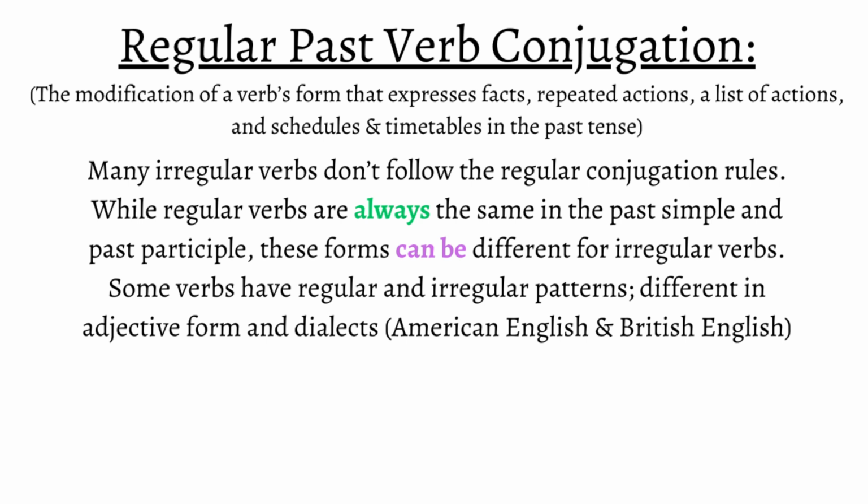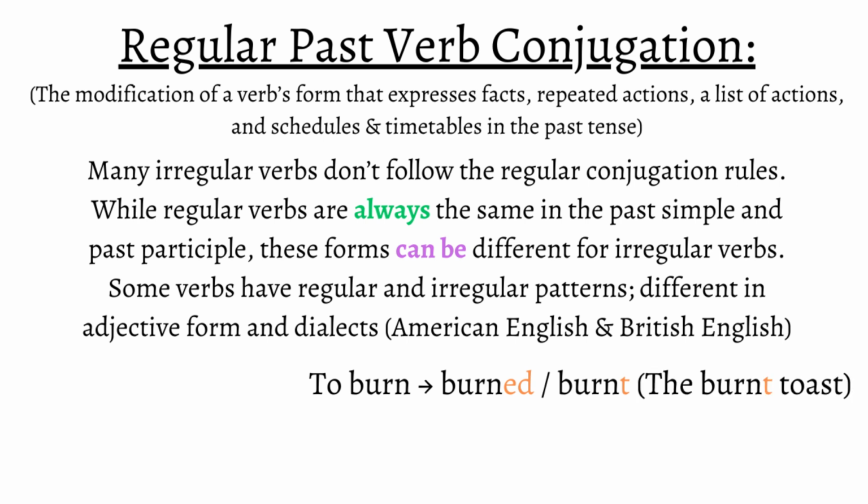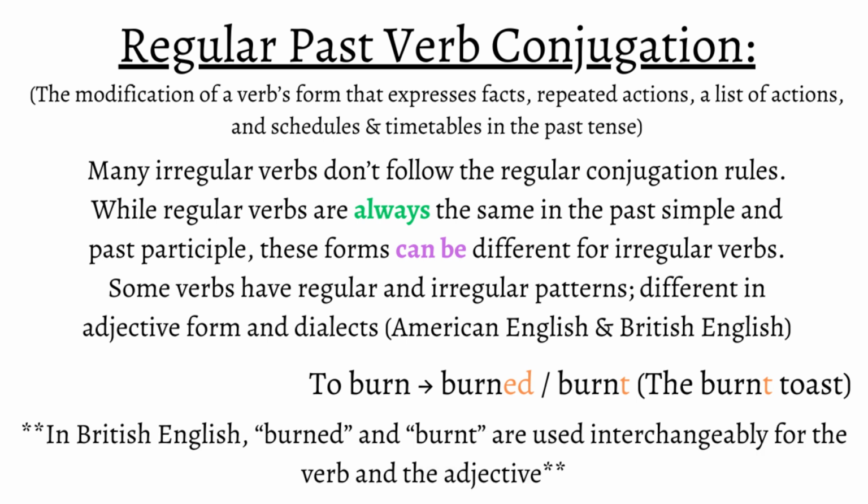For instance, the verb to burn can become burned with -ed in American English, which is mainly used in published writing. Sometimes it can be used to describe overcooked food, but similarly, the form can be burnt with t. Burnt can be used as an adjective because it also describes overcooked food, doing so more commonly, like the burnt toast. Still, in British English, burned and burnt are used interchangeably for the verb and the adjective, so there is a difference in dialect.